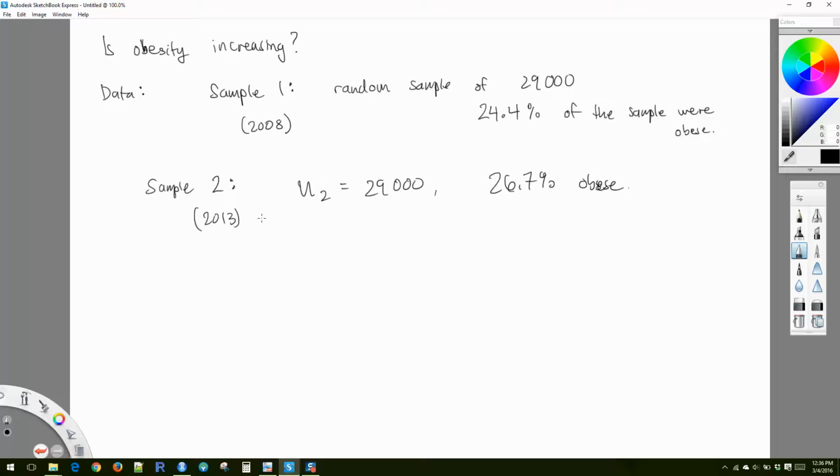Does it mean that the populations are different? Or could it be that just because of random sampling, in 2008 I happened to get a random sample where fewer people were obese, and in 2013 I happened to get a random sample where more people were obese? Well, this is the question we're trying to answer. And using statistics, we can actually answer that question.